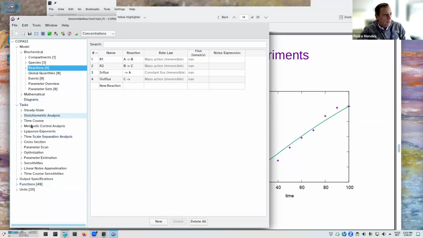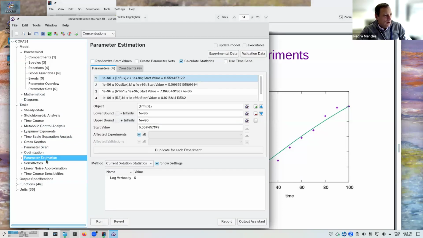So parameter estimation has its own task here under the task menu. I highlight parameter estimation, and this is kind of the busiest window of COPASI. It has a lot of information here, so we're trying to go a little slow here on what these things are.